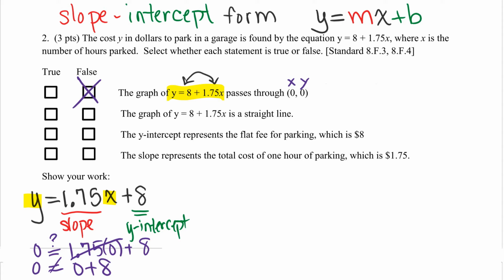The second one says that the graph of y equals 8 plus 1.75x is a straight line. Well, when all the exponents on the variables are 1, it graphs as a straight line.